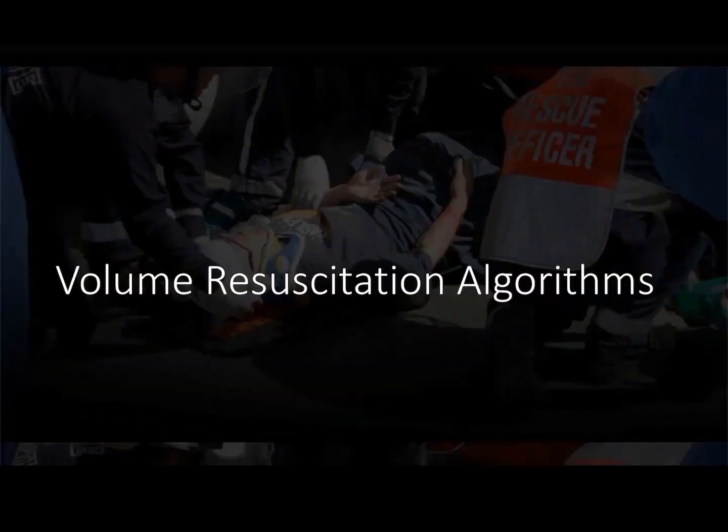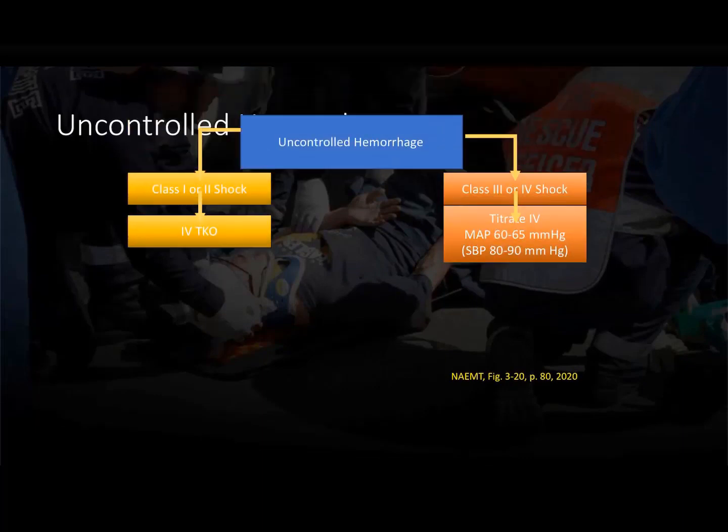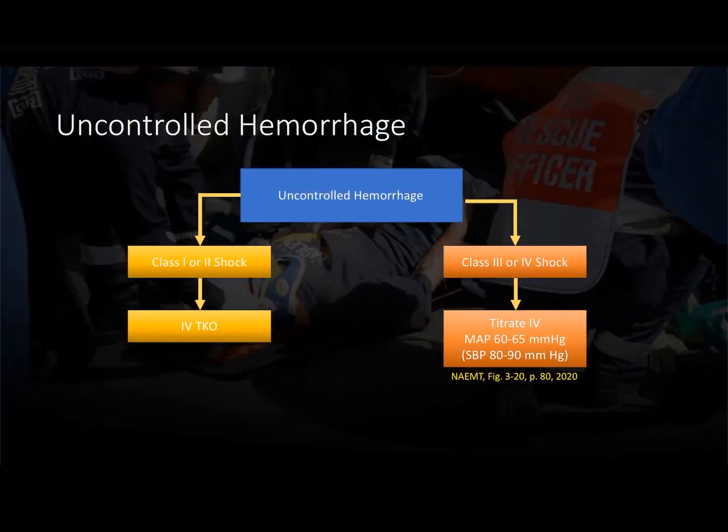Let's look at a couple algorithms that we can utilize to help manage patients and meet volume resuscitation protocols. So these are written out in the PHTLS 9th edition. This is the uncontrolled hemorrhage diagram, and a few of these are going to actually be all part of the same figure, figure 3-20 on page 80 of the 9th edition. Let's look at the uncontrolled hemorrhage algorithm.